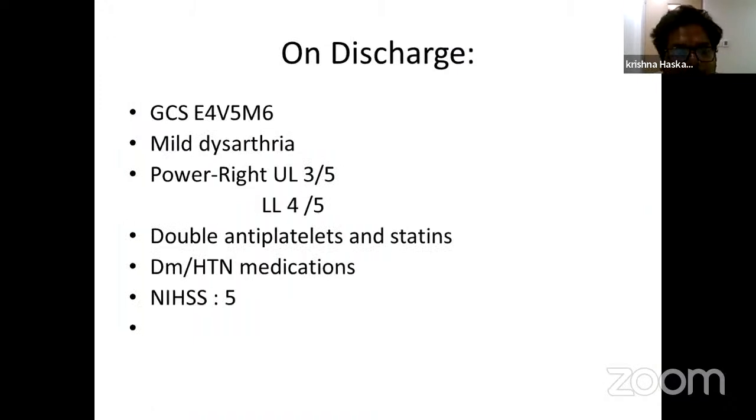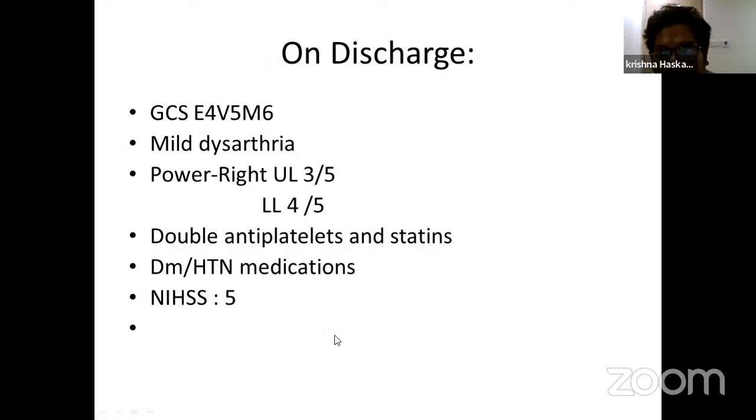So on discharge, there is only mild dysarthria, and upper limb power improved up to 3/5. He was started on double antiplatelets and statin. NIHSS is around 5 to 6 at the time of discharge. So this patient is doing well. At one month follow-up, he came to OPD walking with support.